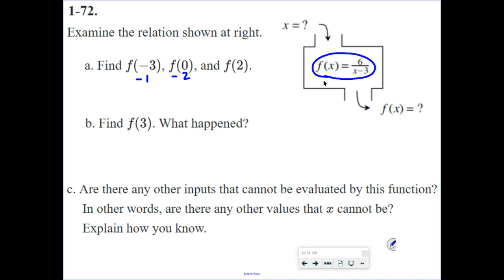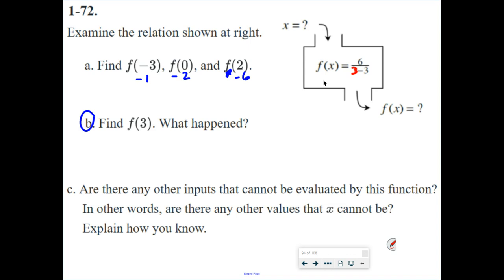All right, when you replace x with 2, 2 minus 3 is -1, 6 divided by -1 is -6. So f of 2 is -6. Now, please find f of 3, letter B. What happens? Well, when you plug in 3 here, you get 3 minus 3, and 3 minus 3 is 0, and 6 divided by 0 is, be careful here, guys. 6 divided by 0 is not possible. You cannot divide anything by 0. Now 0 divided by 6 is 0, but 6 divided by 0 cannot be done. Therefore, it does not work.